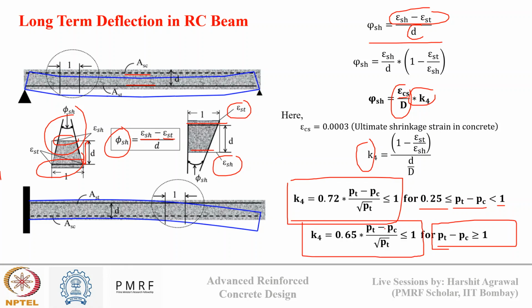Okay, if this is equal to 1, if both top reinforcement and bottom reinforcement are equal, then we'll see there will be no strain that will appear due to shrinkage. So this curvature due to shrinkage will become zero. That's why you can see in the formula, pt minus pc, if pt is equal to pc, k4 will be equal to zero, so strain will become equal to zero. It is just because of the difference in the reinforcement distribution that shrinkage strain appears, that deflection appears due to shrinkage.